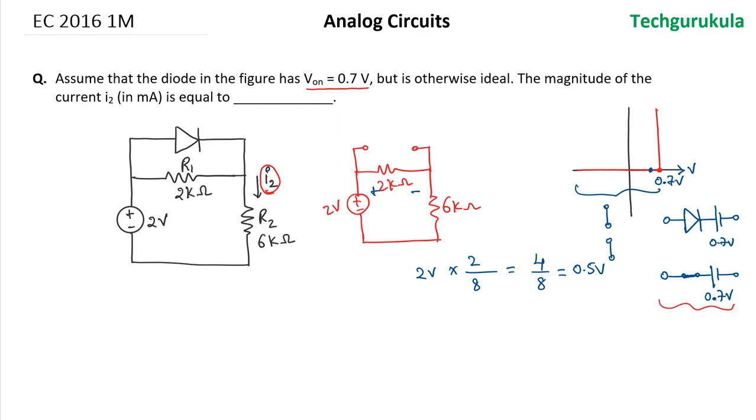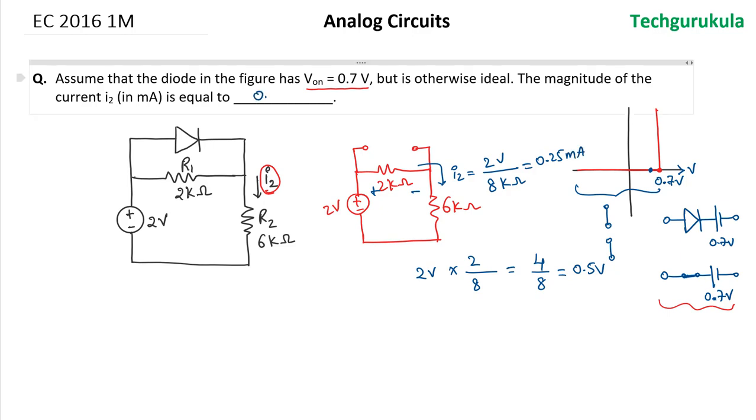Now given this, the current that is flowing through the circuit, I2, will be equal to 2 volts divided by the total resistance here, which is 8 kilo ohms, which will be 0.25 milliamperes. So the answer is 0.25.